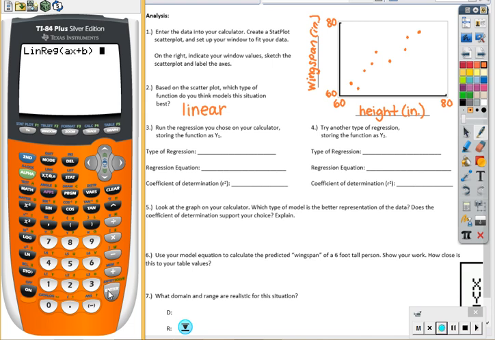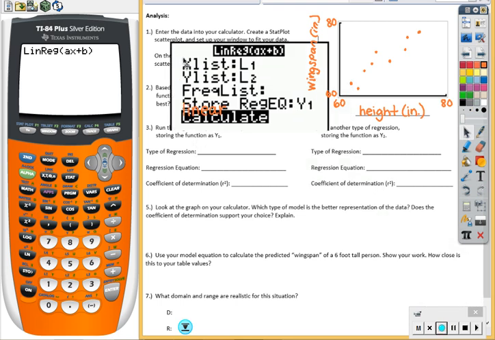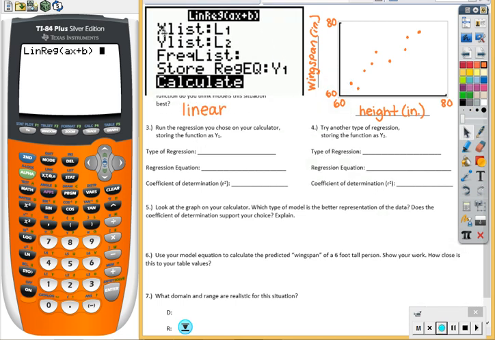Now that's what I had up here before. Your calculator is going to look a little different. Your calculator is going to look like this. My old school calculator on my whiteboard looks like this. So I have to type this stuff in manually, but the default is list 1 and list 2 for your x and y. You can ignore this, but the store regression equation, that's what I really want to make sure we do, because it says storing the function as y1. And so let me show you how to get there.